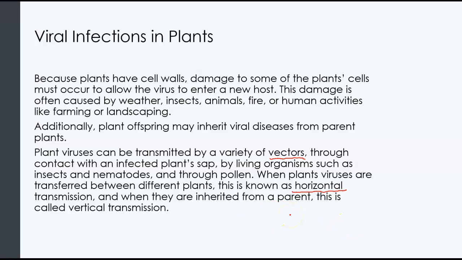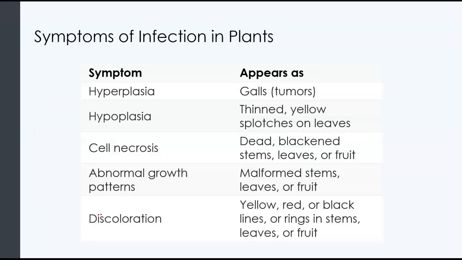And then when a parent transmits the virus to the offspring, in other words, when it comes from the seed of the offspring, then it's vertical transmission. So the parent plant basically transmits the virus through the seed or through the sperm or the egg or the pollen or the ovum. But anyway, it's inherited from a parent plant, and it's not transmitted by a vector.